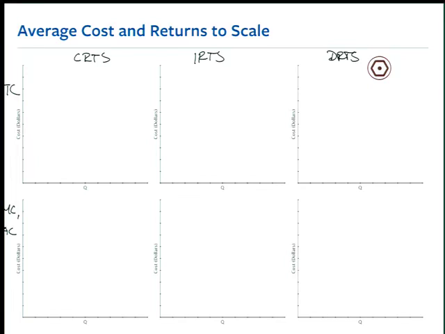Okay, let me try this again. I need to be very clear here. So constant returns to scale, you double inputs. We've decided that doubles costs. And what else do we know about constant returns to scale if I double inputs? You double output, right? So constant returns to scale is you double inputs, that doubles costs, and that doubles output.